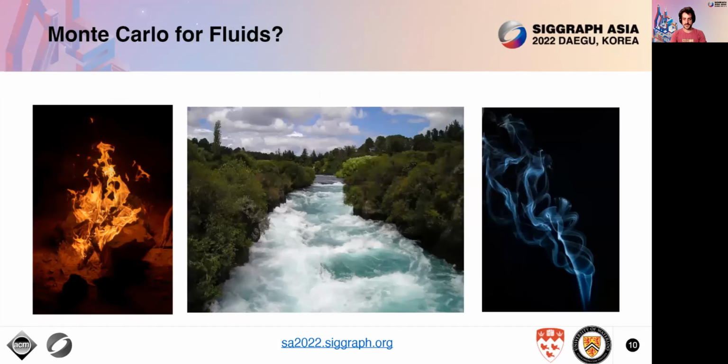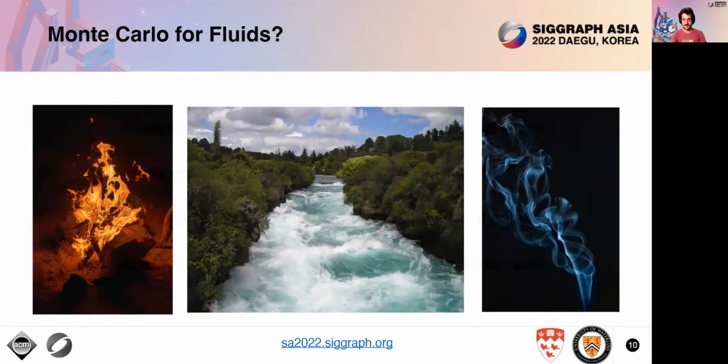Motivated by the unique properties of Monte Carlo methods and their growing adoption, we were really curious to see if another pillar of computer graphics could benefit from this super awesome framework. Of course, we are talking about fluid dynamics.